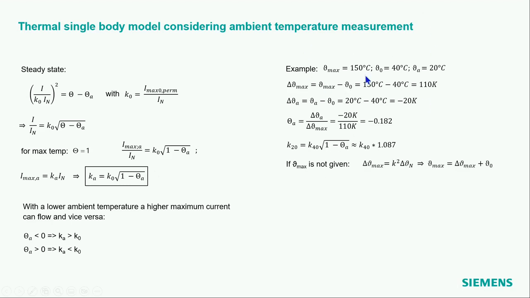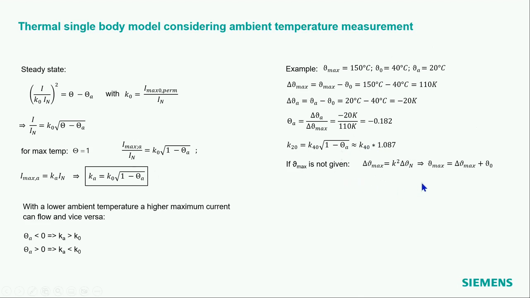Often this maximum temperature is not given, but you get a temperature rise for the nominal current. So what is the temperature difference in the motor in Kelvin if I put a nominal current inside? This is another quantity what I can get sometimes, and then I can calculate a maximum temperature out of that with such a formula here.